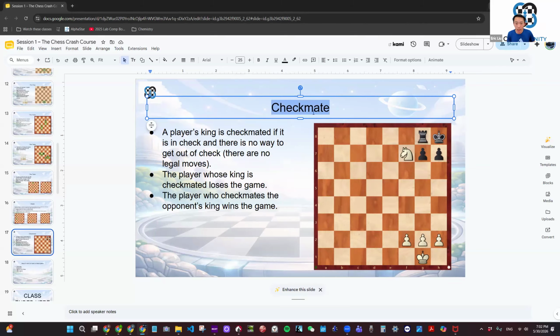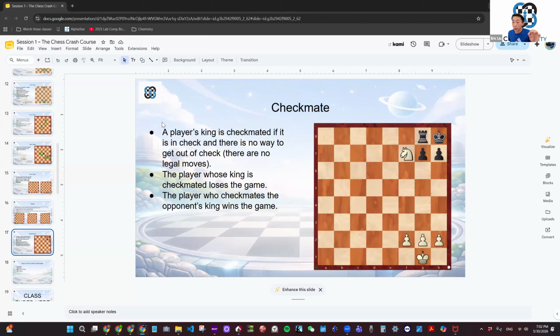Checkmate wins the game, right? So here, the white knight is checking the black king. There are three possible ways for the king to get out of check. The first way is to capture the knight. Well, black cannot capture the knight. The second way is to block the check.